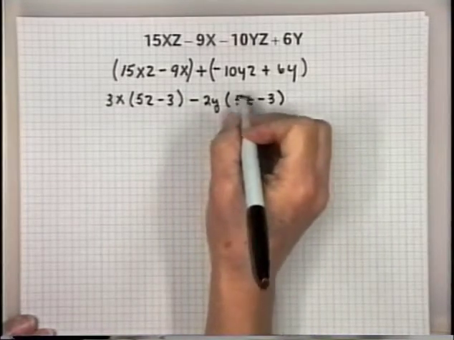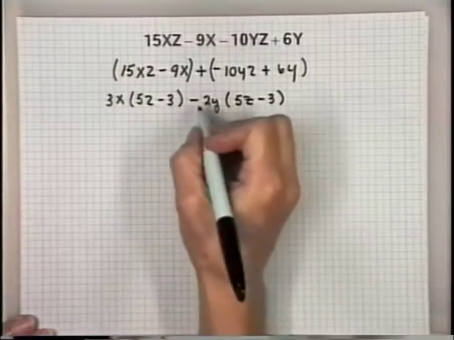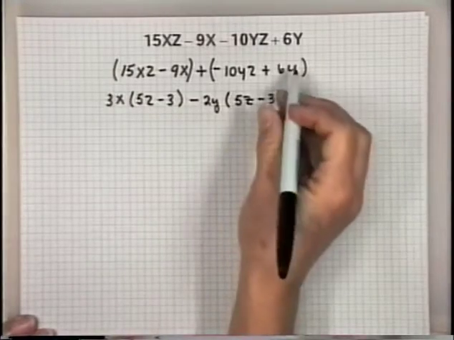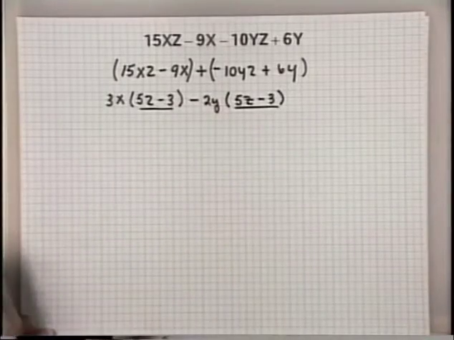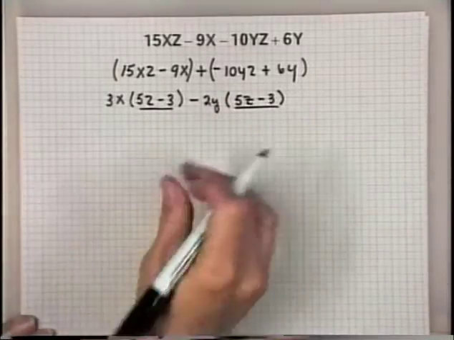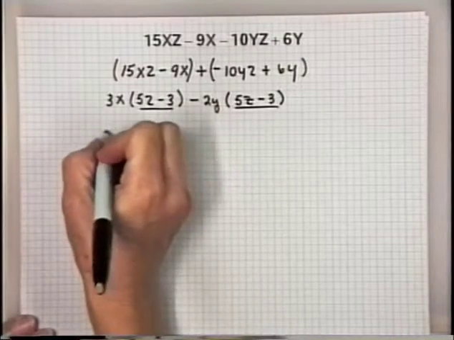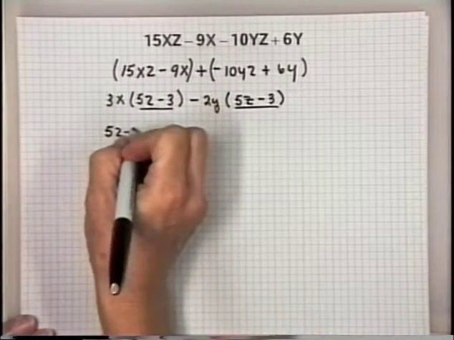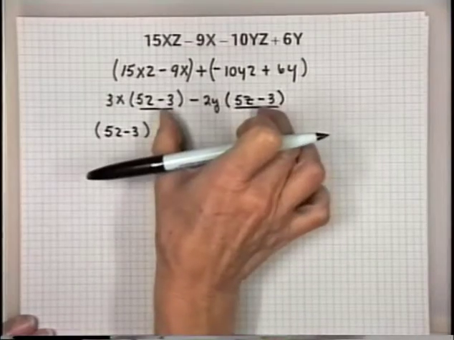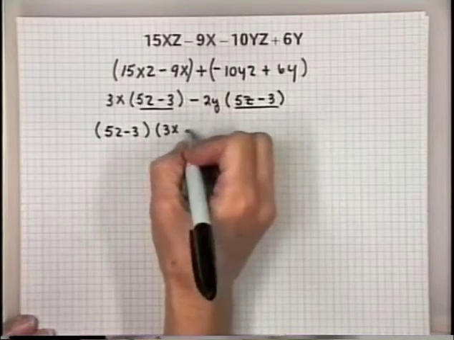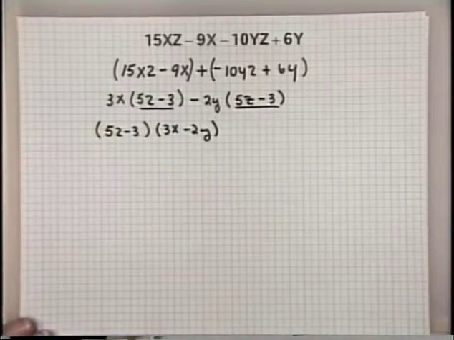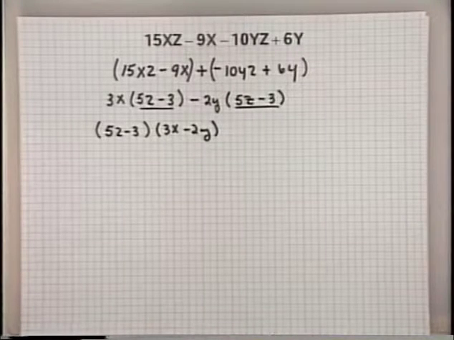Check this. Multiplying here we have a negative 10yz, and multiplying here we have a positive 6y. That has given me the same factor of 5z minus 3. So I'm going to bring that factor out, 5z minus 3, and when I factor that out, it leaves 3x and minus 2y. So my correct factors are 5z minus 3 times 3x minus 2y.